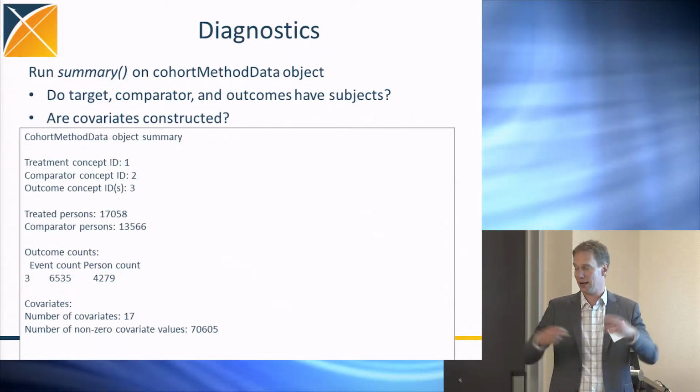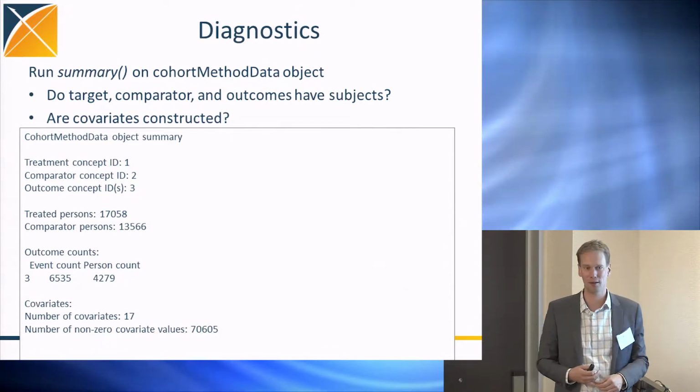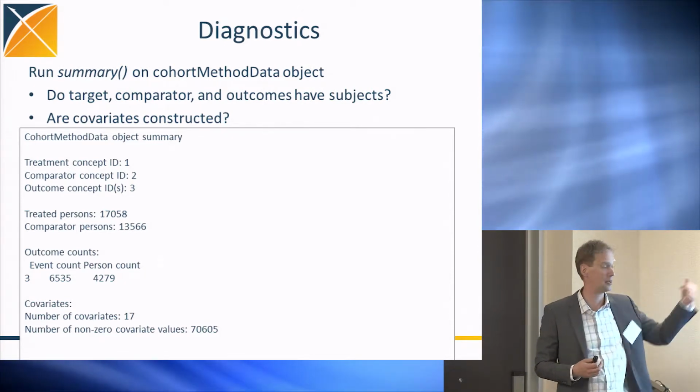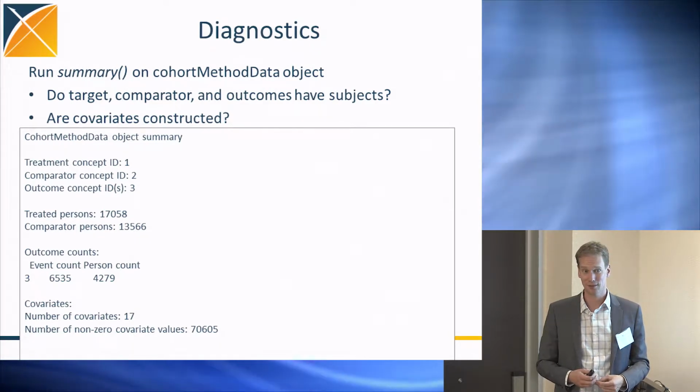How would you merge them? Well, you can create a very elaborate T and a very elaborate C, but still you can only have one T and one C in one of these getDBCohort metadata calls at a time. Is that? Yeah. Okay.